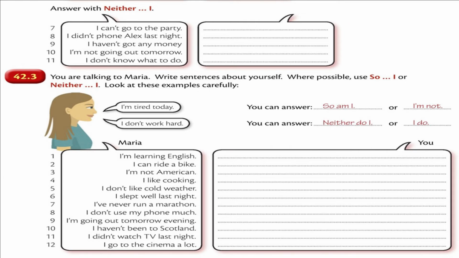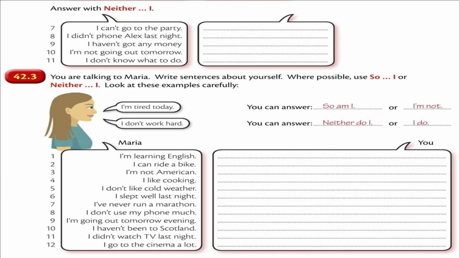42.3. You are talking to Maria. Write sentences about yourself. Where possible, use so I or neither I. Look at these examples carefully. I am tired today. You can answer so am I or I am not. I don't work hard. You can answer neither do I or I do.